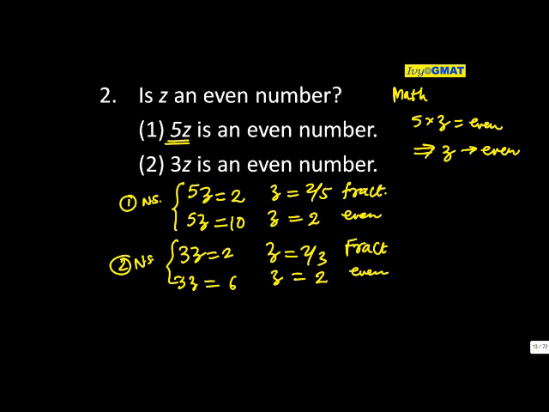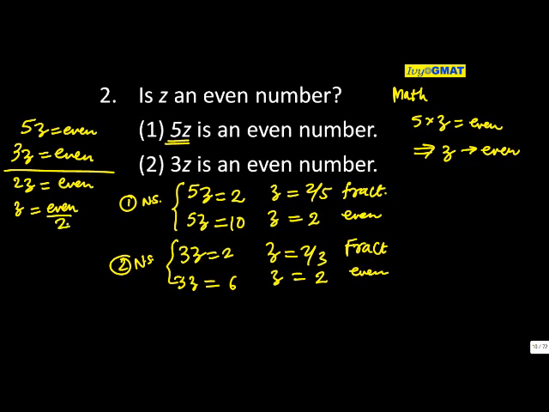Combine or no? Let's try to combine and say, okay, 5Z is even, 3Z is even. If you subtract these two or add these two, whatever, they will always be even. So let's subtract and say 5Z minus 3Z, 2Z is even minus even is even. So Z will be even by 2, which is integer or fraction? Any even number by 2 is always an integer. Now imagine by a combination of these two, I have got Z is integer.